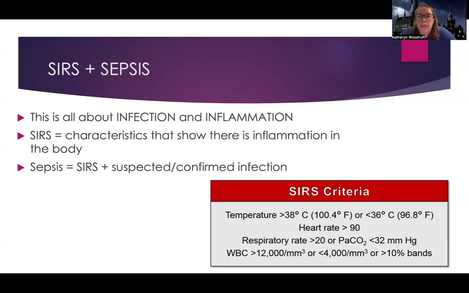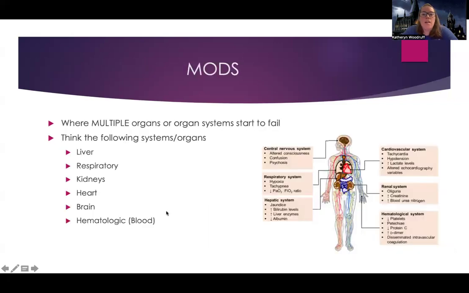So SIRS is inflammation, sepsis is inflammation plus a suspected or confirmed infection. Then there's MODS, and MODS is something very different. It's multiple organ dysfunction syndrome, or something like that.